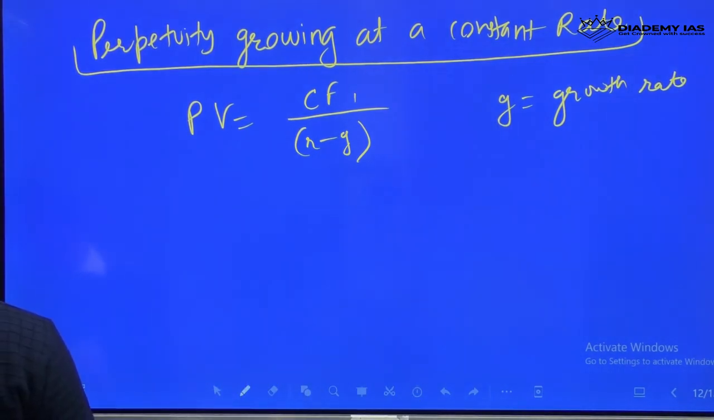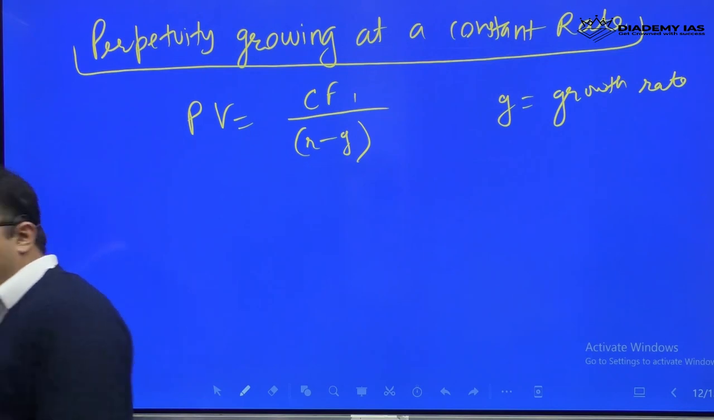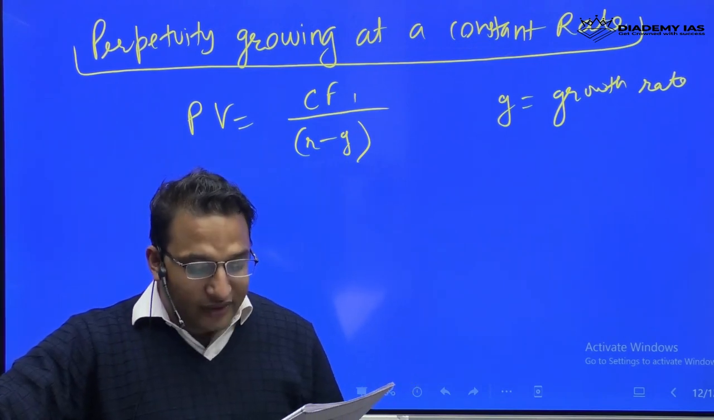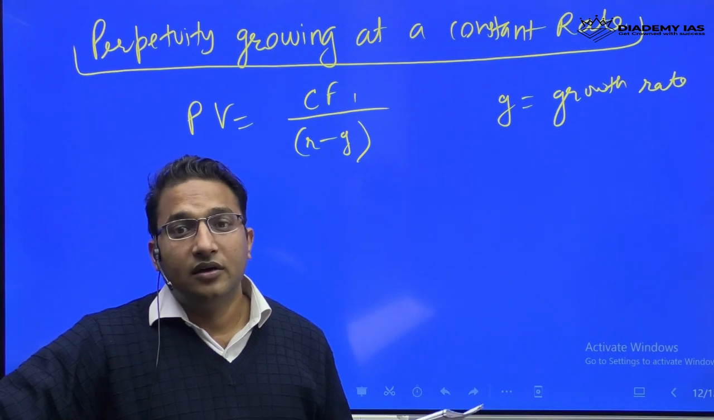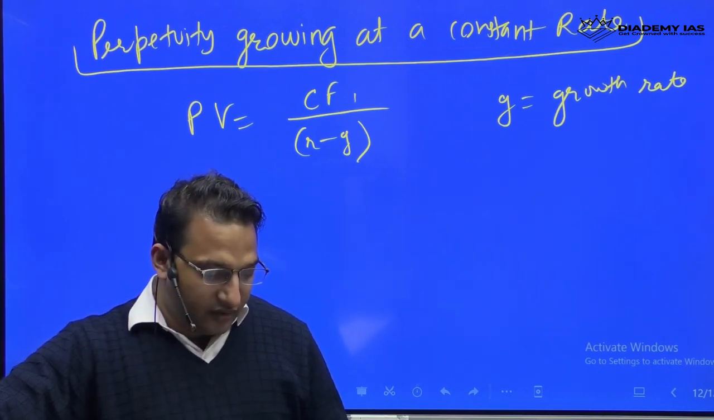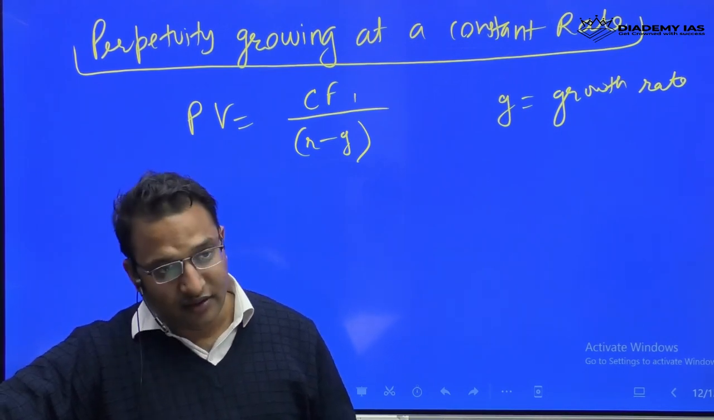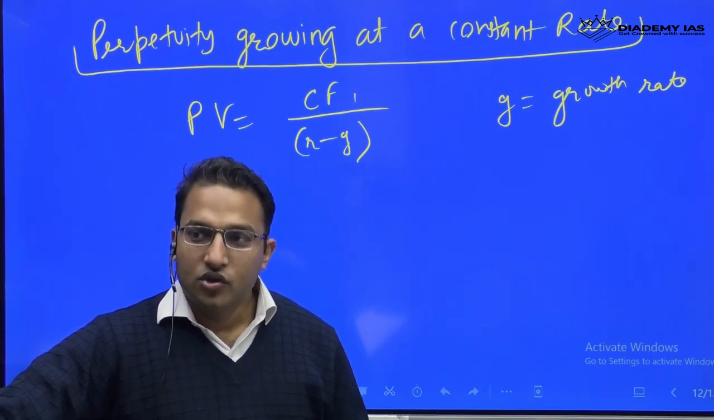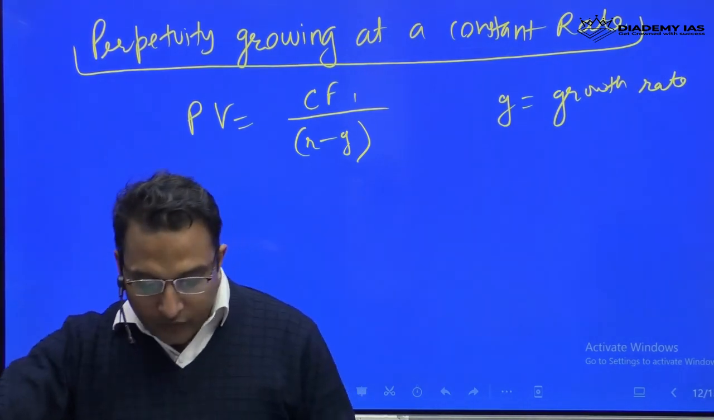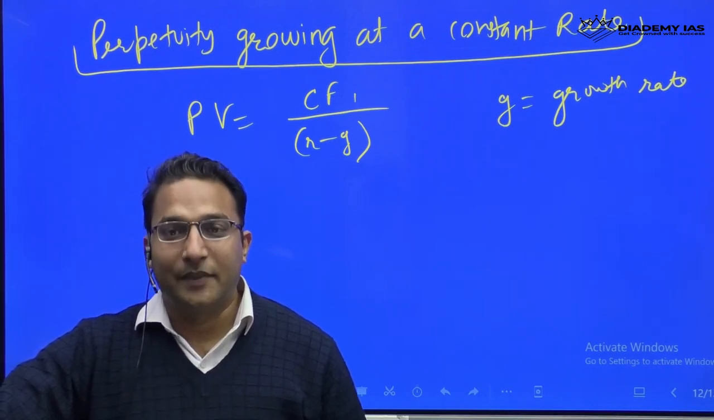Like example 13, please read page number 2.17. Example 13. A college wants to award a scholarship of 1,000 per year to its meritorious student. The first scholarship will be awarded after 1 year. And the amount of scholarship will keep increasing at a constant rate of 5% to offset the inflation. Because there will be inflation, we want to protect the scholarship amount from the adverse impact of inflation. Find the present value of this scholarship if the rate of interest is 10%.